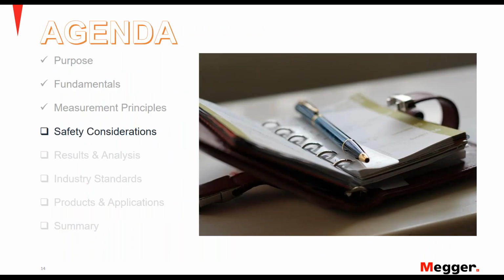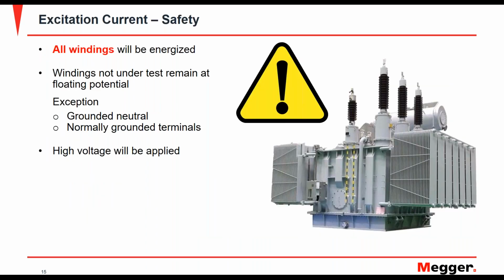So let's look at safety considerations. We understand the measurement principles. Now let's look at what kind of safety considerations we have to follow when we are performing excitation current testing. It's important to understand here that on the outside, all phases are isolated. As you can see here, you have bushings that are separate from each other. However, internally in the transformer, you have all of those linked together with several components, including the core.